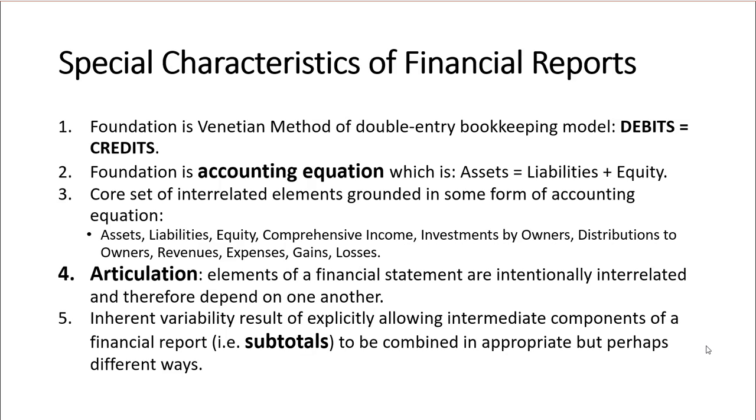So there are some things that are very important to understand about financial reporting. These make financial reporting a unique type of business report. Basically, it's a mathematical model. So the first thing is financial reports are grounded in the double entry bookkeeping model. Basically, debits equal credits. That bookkeeping model has to comply with the accounting equation, which is assets equals liabilities plus equity. There are other forms of that. Basically, there's a form of an accounting equation for every reporting scheme.